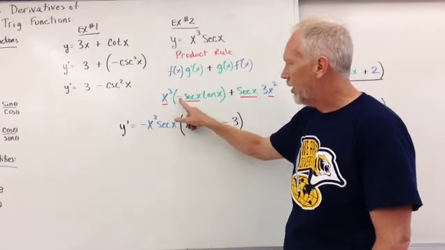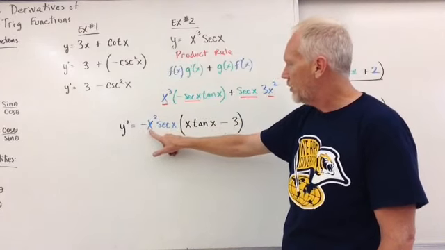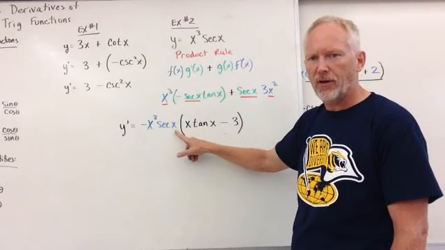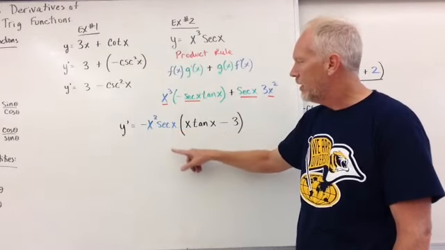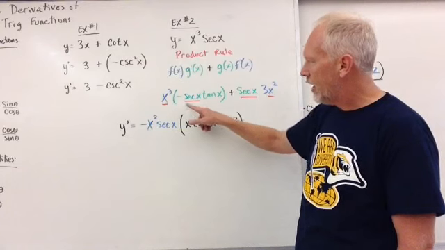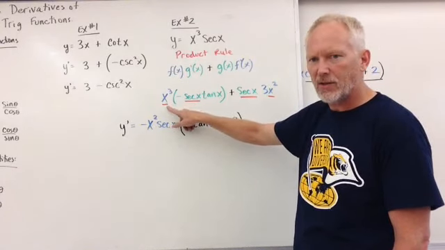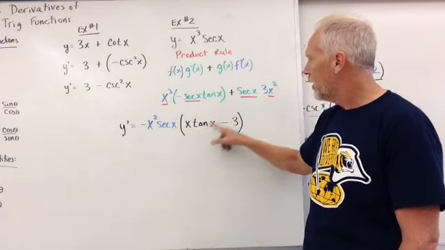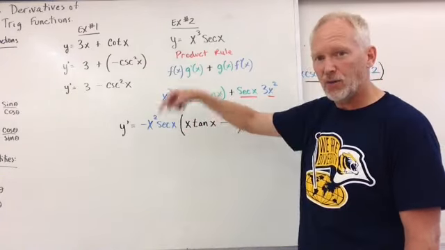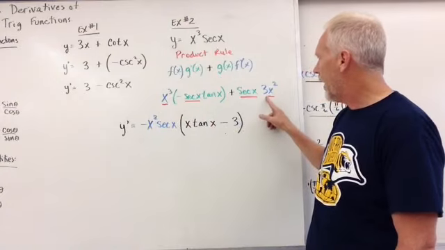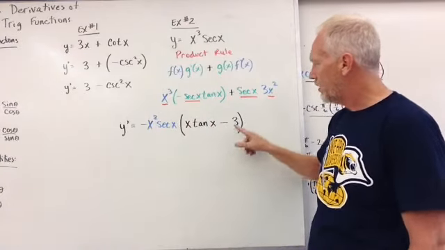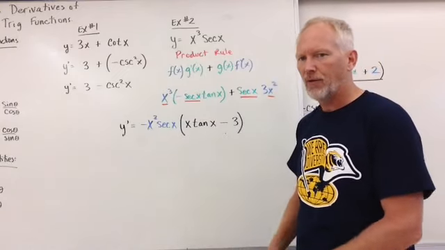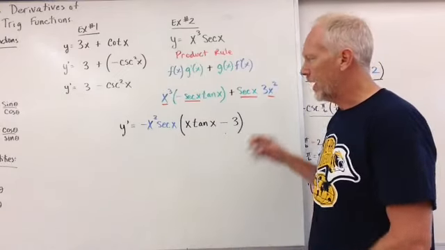So I've decided to pull out a negative x squared secant x altogether. What that leaves me on the inside is I'll have one of the x's that's left over here. That's that. The tangent, there's the tangent. This plus changes to a minus when we factor out a negative. And that x squared goes away. So I'll be left with x tangent minus 3. And that is your final answer.